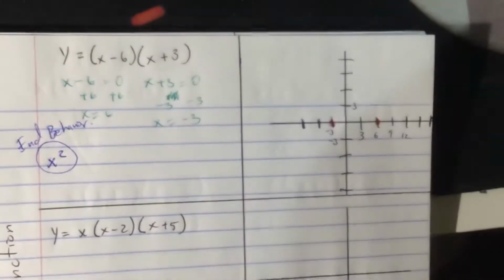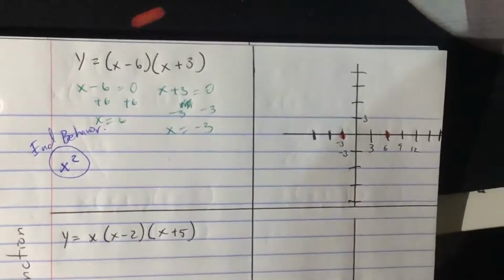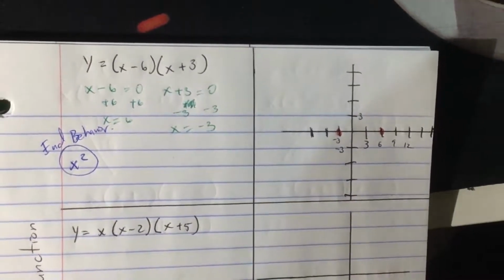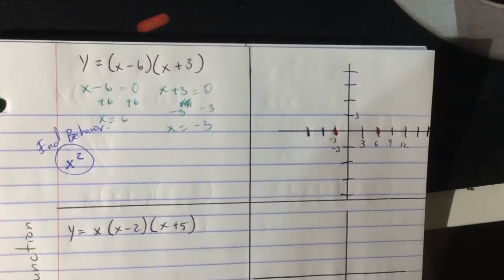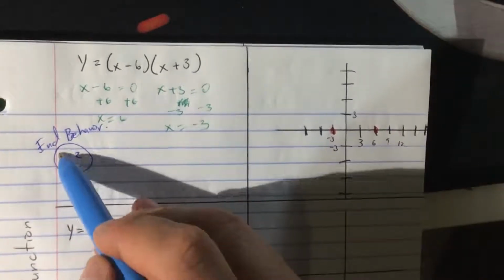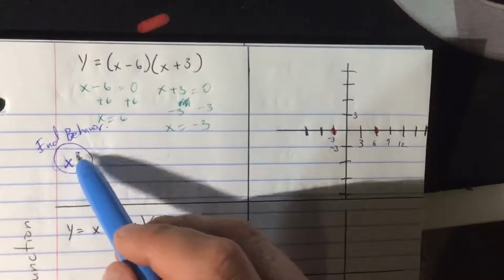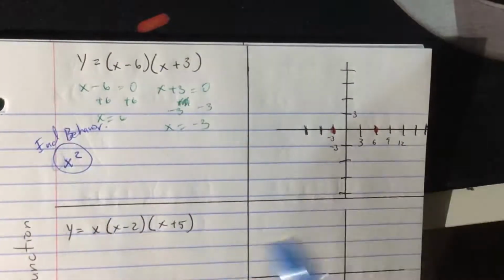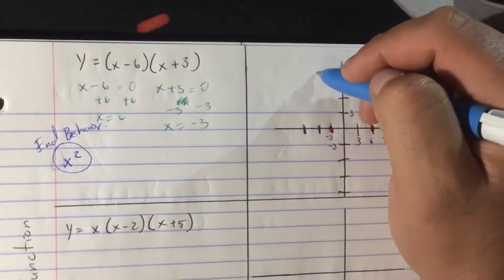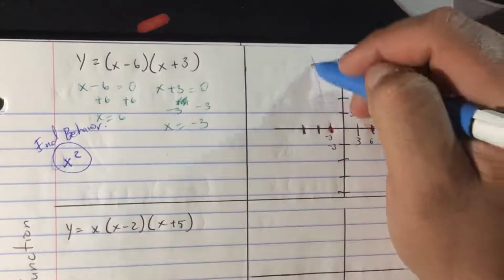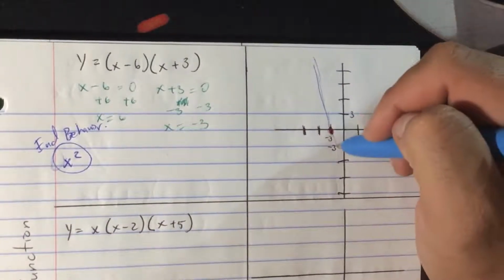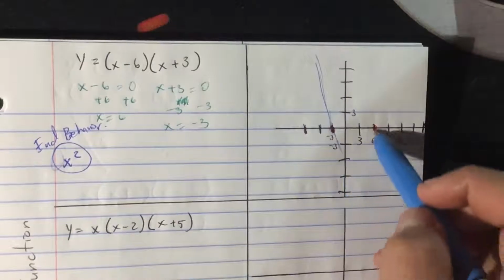If you don't remember the end behavior, you should take a look at the end behavior chart that we had. It basically means that whenever you have a positive leading coefficient, which is 1 here, and an even degree, it's going to be up and up. That means we're coming down from here, touching here and going through, and then going back up and going up.